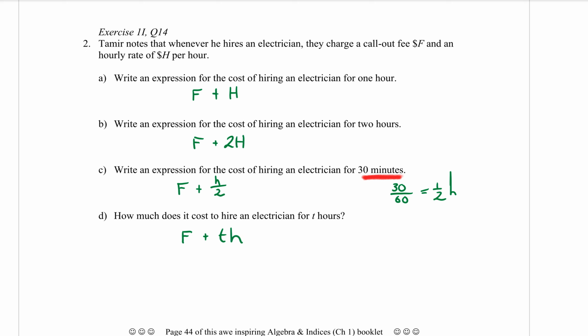Well, I should use a capital H because that's what I was using before. T times the capital H. T represents whatever number of hours I want to put in there, and H is how much it's going to cost me per hour. Done. Okay? So I think we might need to do some of your questions together. We'll see how we go.